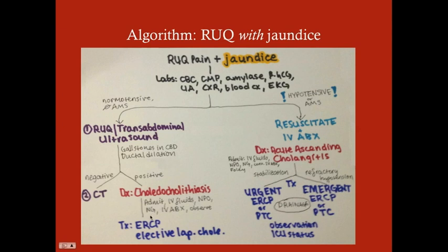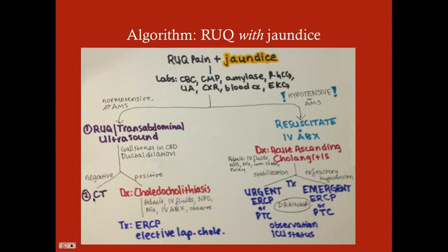You should admit them, put them on IV fluids, NPO, IV antibiotics, and observe them. Ultimately, though, they will need ERCP to break up that stone. Doing an elective laparoscopic cholecystectomy is not enough because their stone is in the common bile duct. It's blocking stuff coming in from the liver, as well as the gallbladder. So you'll need to do an ERCP to break up that stone, and then that can be followed by an elective lap chole. If you do that right upper quadrant transabdominal ultrasound and it's negative, do a CT.